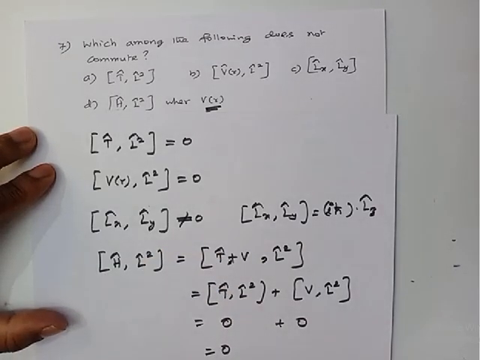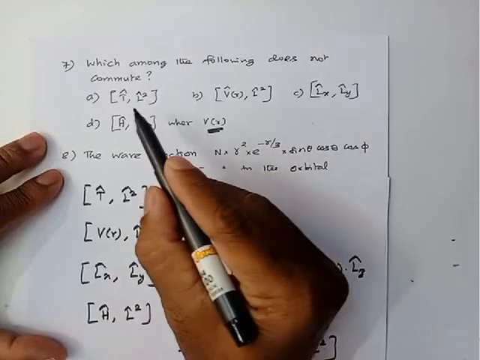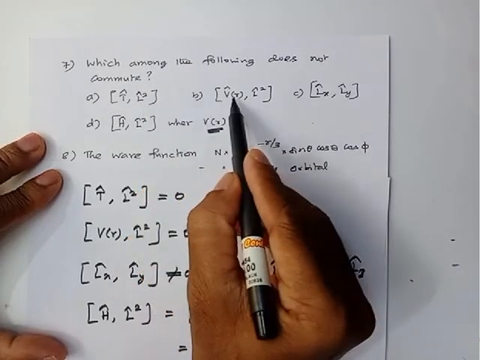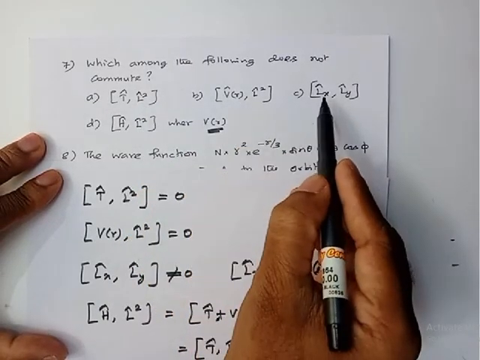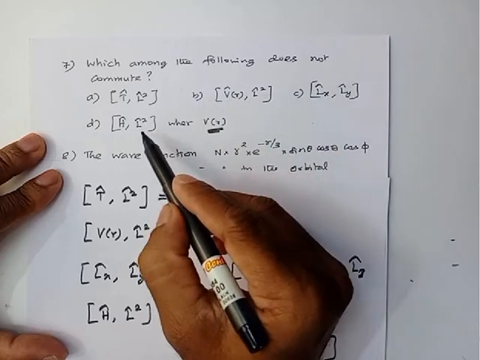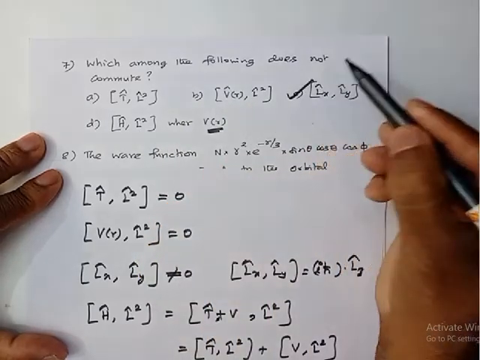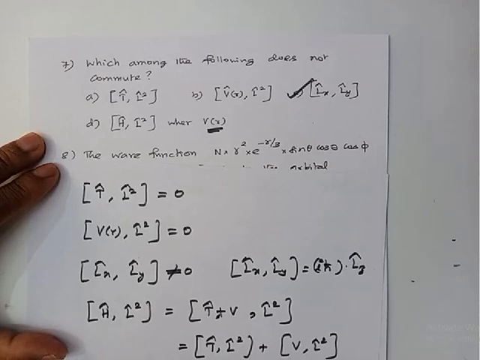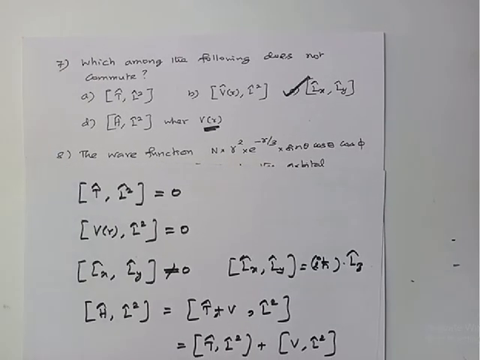Okay, so among the four, A will commute, B commute, C does not commute, and D commute. So the correct option for this is option C. Remember, this is very, very important.